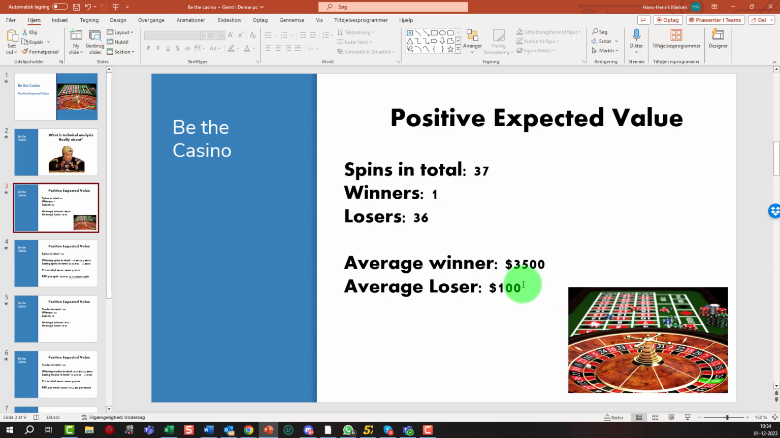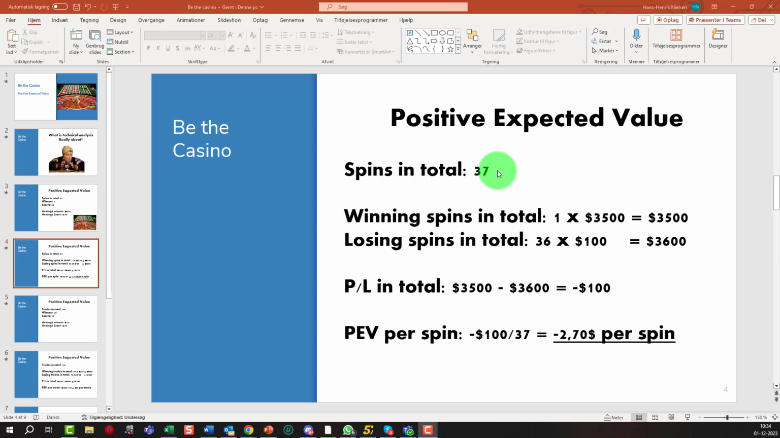So why is that such a good business for the casino, and how can we use it in our trading? Now, let's say that you spin the wheel 37 times and that it is a completely equal distribution. That means that you have one winning spin where you are making $3,500. That feels really good. But you have also 36 losing spins where you lose in total $3,600, meaning that your profit and loss, your P&L in total, will be the $3,500 minus the $3,600. That gives you minus $100. That is quite simple math. I think you get that.